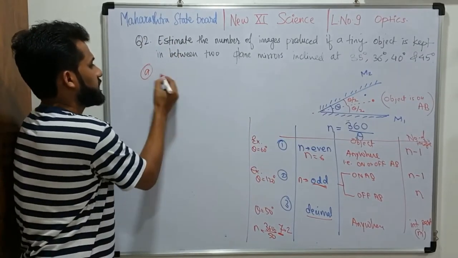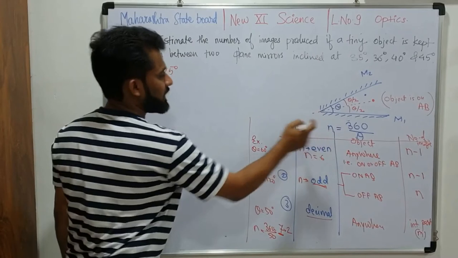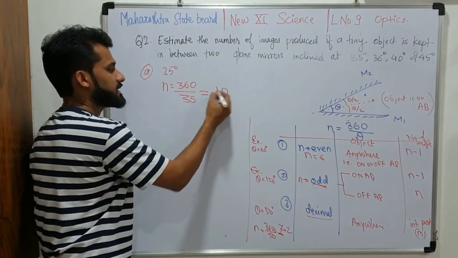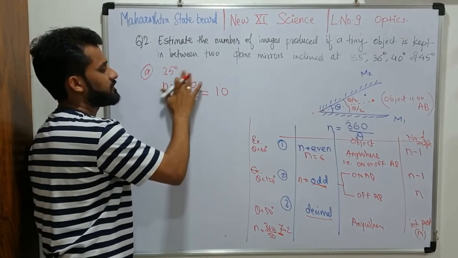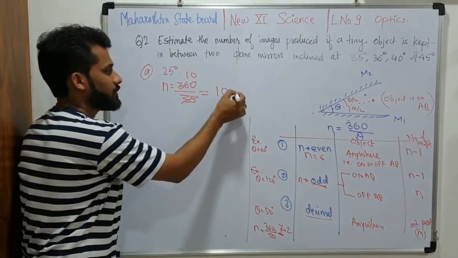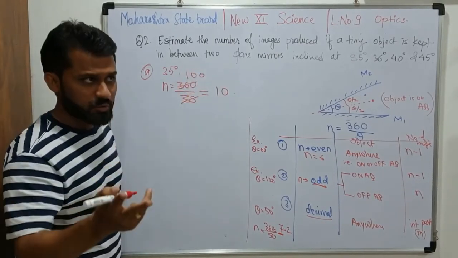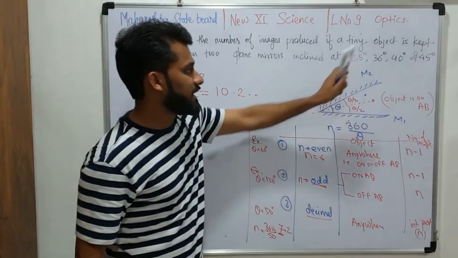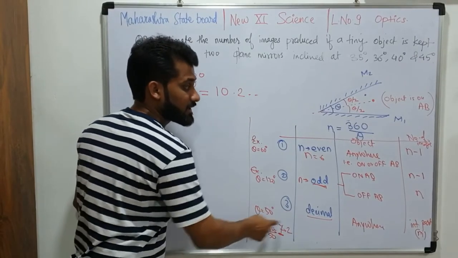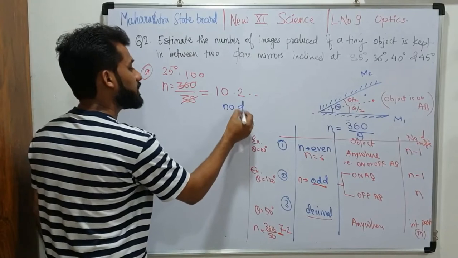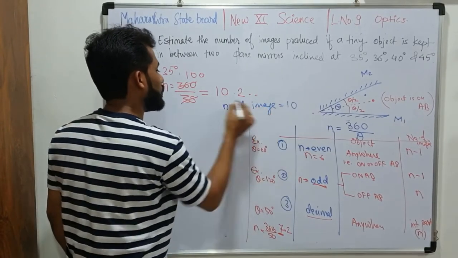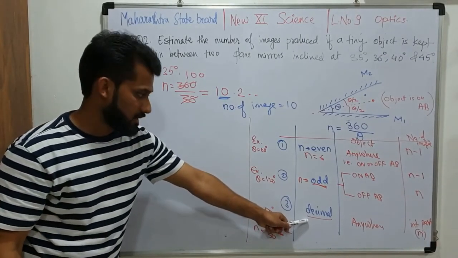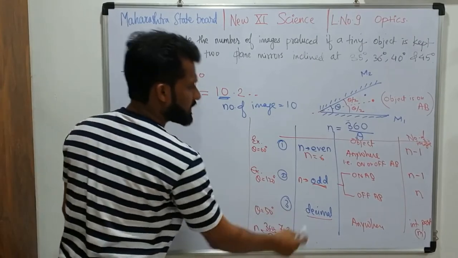So let us take the first case, 35 degrees. First thing I will do is find n. N will be 360 upon 35. In the table of 35, ten times is 350. So what is left? Ten is left. Now it is not divisible, so I will put a decimal and a 0, and now it will be either 2 or 3 times. Twice is 70 and then something. So clearly, the first case, 35 degrees, is the decimal case. In that case, the number of images will be 10, only the integral part. So the first example is based on the third case.